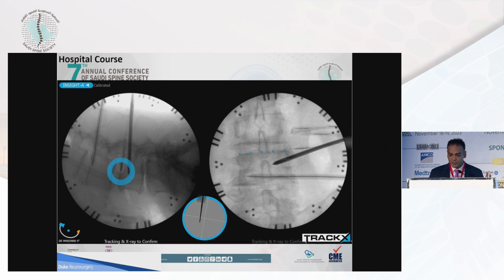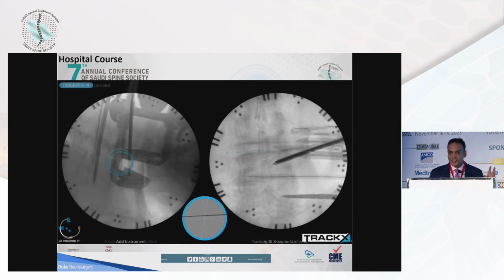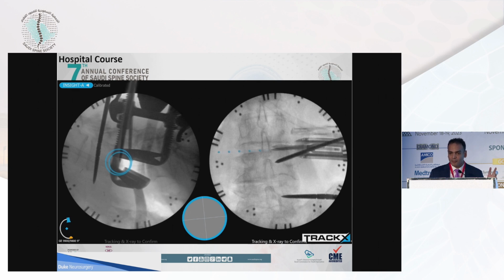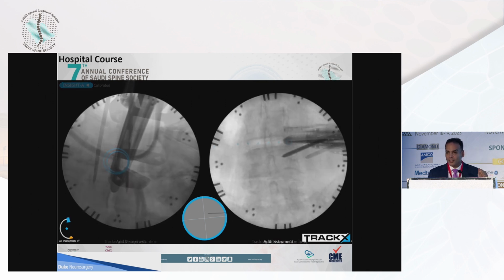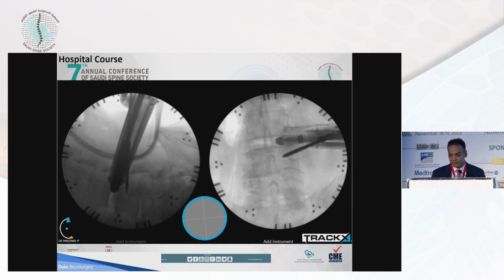And this also allows me to allow the fellow to do more because I can see exactly what they're doing in both directions. And so I can move the C-arm out of my way so it's not in my way while I'm doing the lateral approach when the patient's prone.